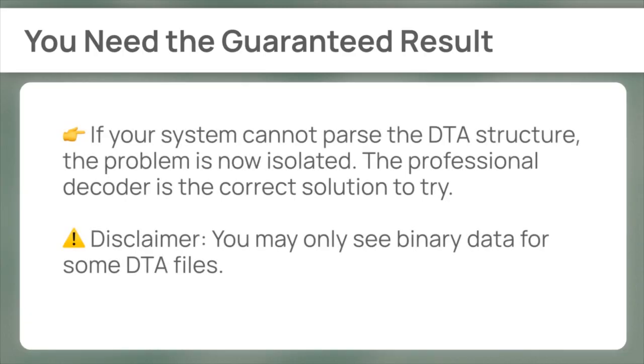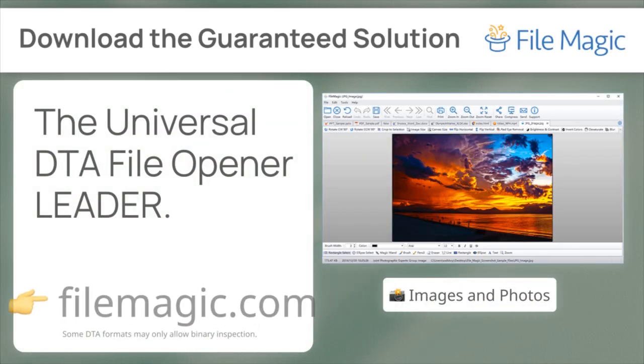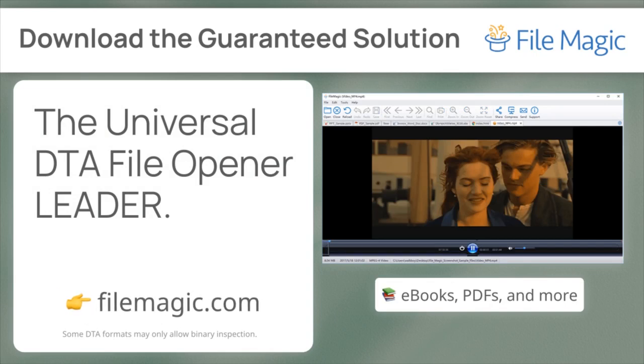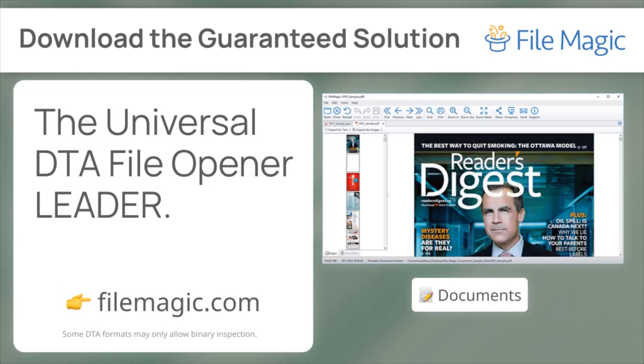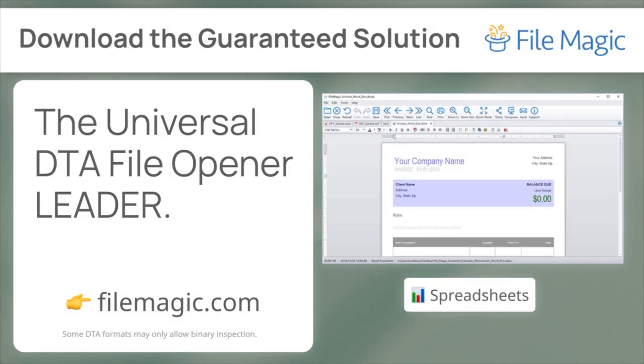If the file is still not working, that's definitive proof it requires a tool built on proprietary file logic. This is the time to try the Universal Viewer. For speed and reliability, FileMagick excels. Its ability to ignore file extension errors and instantly show you the DTA content is a massive time saver. Visit FileMagick.com to download now.